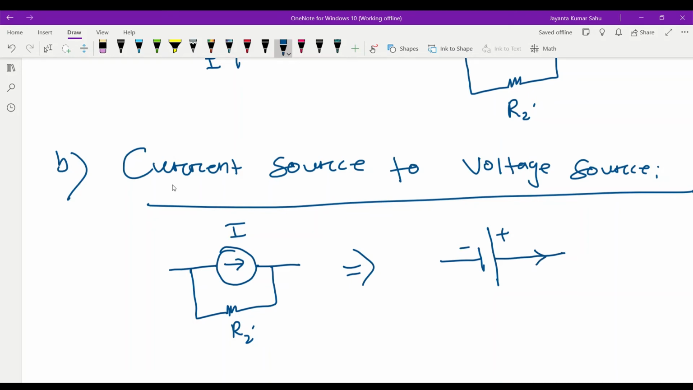What is the voltage value? V is equal to, according to Ohm's law, I into Ri. Same internal resistance Ri connected series with the voltage source. In this way we can convert voltage source to current source or current source to voltage source. Next one is dependent source. Next we discuss about the dependent source.